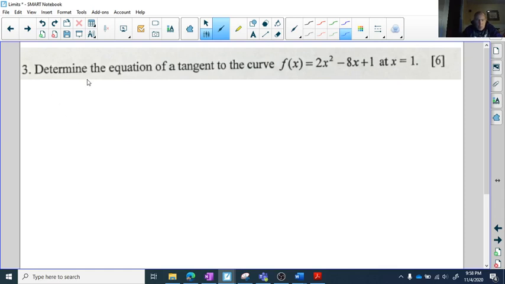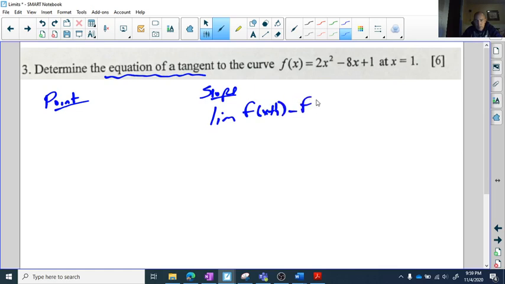So as soon as you see something here about find the equation of a tangent line or a normal line, it's done the exact same way. To find the equation of any line, you need to find a point on the line, and you need to find the slope of the line. Slope is found using our limit definition, f of x plus h minus f of x, all divided by h, as the h value goes to 0.